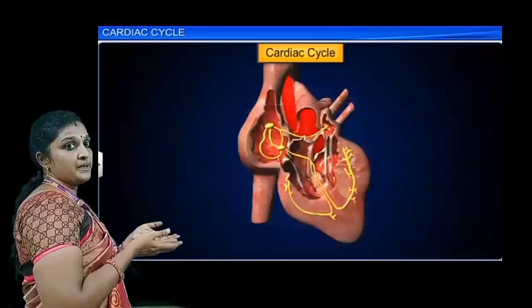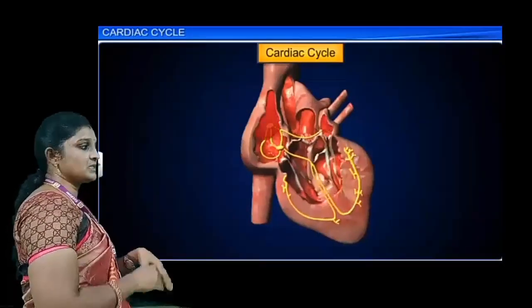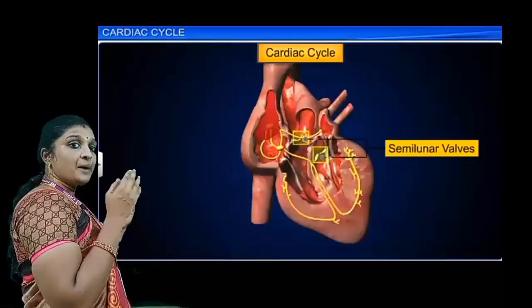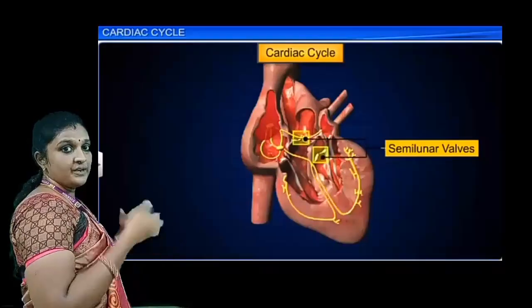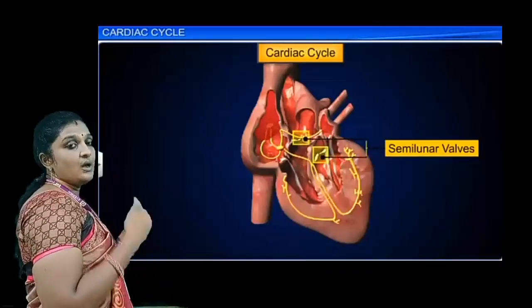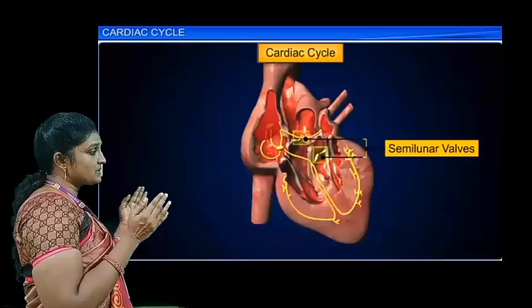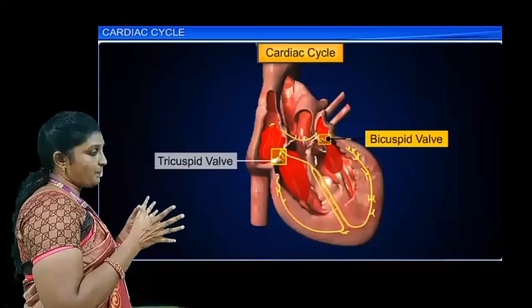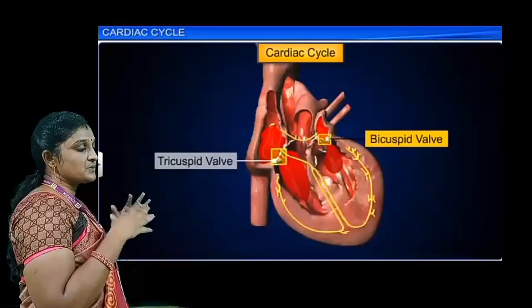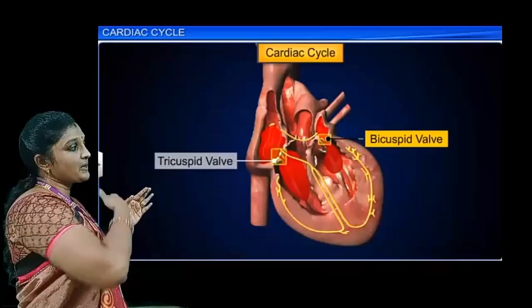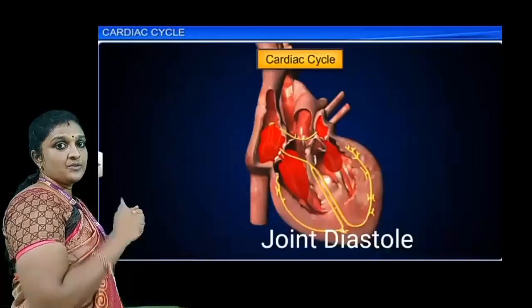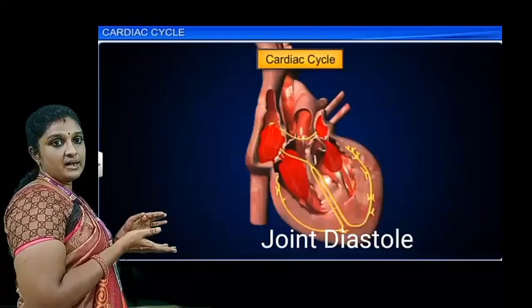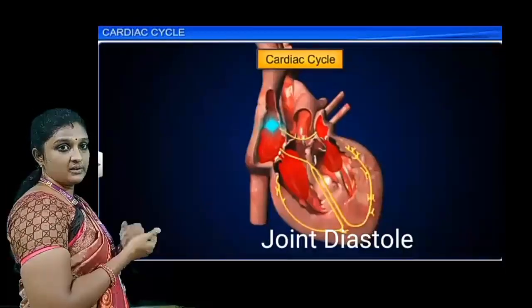Now, after pumping, the ventricular pressure falls down. Due to the fall in pressure, the valves in the pulmonary artery and aorta close. When the pressure falls, both the valves get closed, and the bicuspid and tricuspid valves open, and the relaxation phase will take place. That means it will go back to the joint diastole. When the pressure falls, the ventricle also relaxes, the auricle also relaxes, and it moves back to the joint diastole.